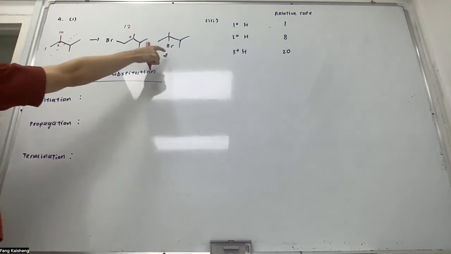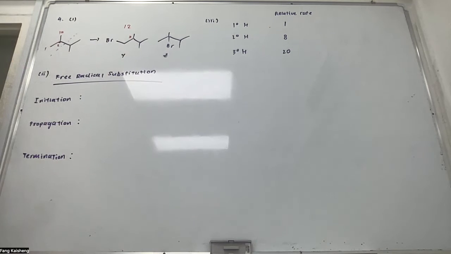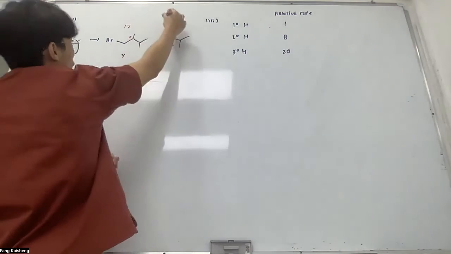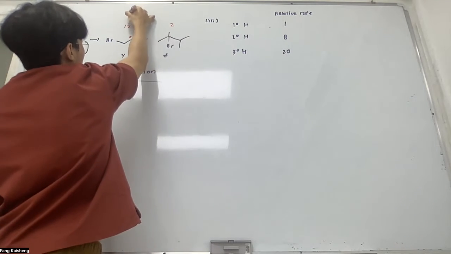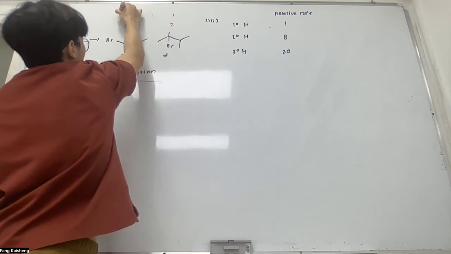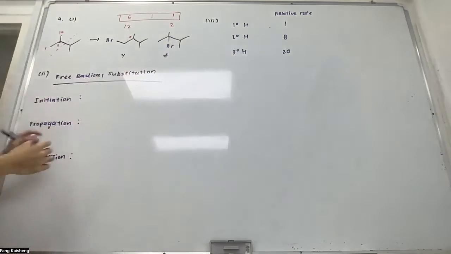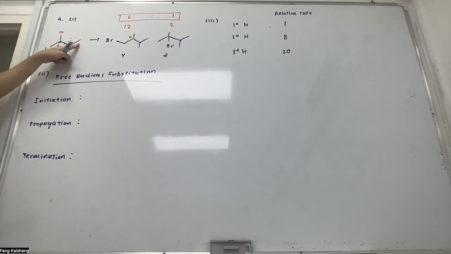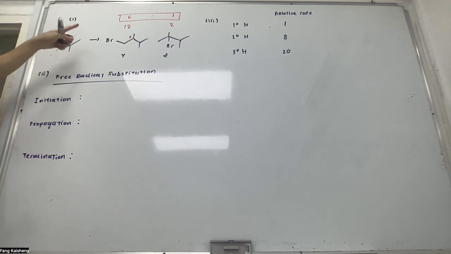Carbon 2, which is structure Z. How many hydrogens are there on carbon 2? Carbon 2 only has one hydrogen, but how many carbon 2s are there? Another one here, right? So there's 1, 2. So 12 is to 2, the same thing as 6 is to 1. Can you see that? That's why I didn't have to count the other side, because the other side is the same. The ratio is going to end up the same as well.